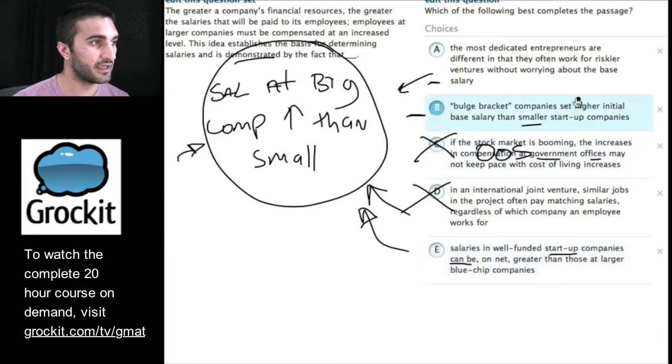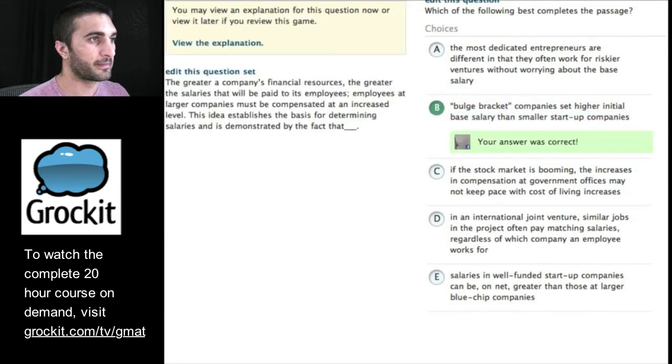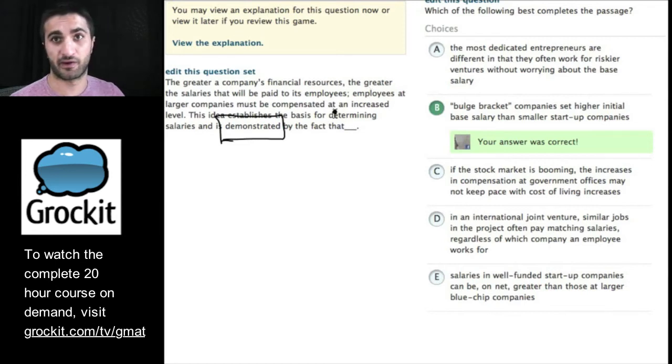So I like B. It's a good demonstration of this point. They talk about bigger companies having higher base salaries than smaller companies. I'm going to go with it. Nice. The takeaway here is that we're looking for a demonstration of the point made in the paragraph. So I'm following what they asked me to do: find an answer choice that demonstrates something in the paragraph.